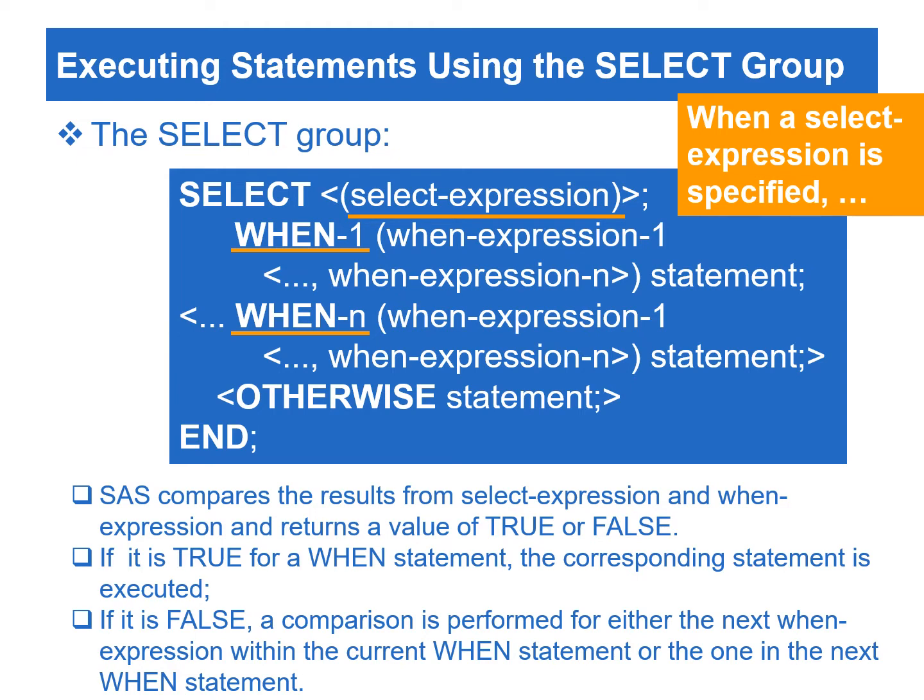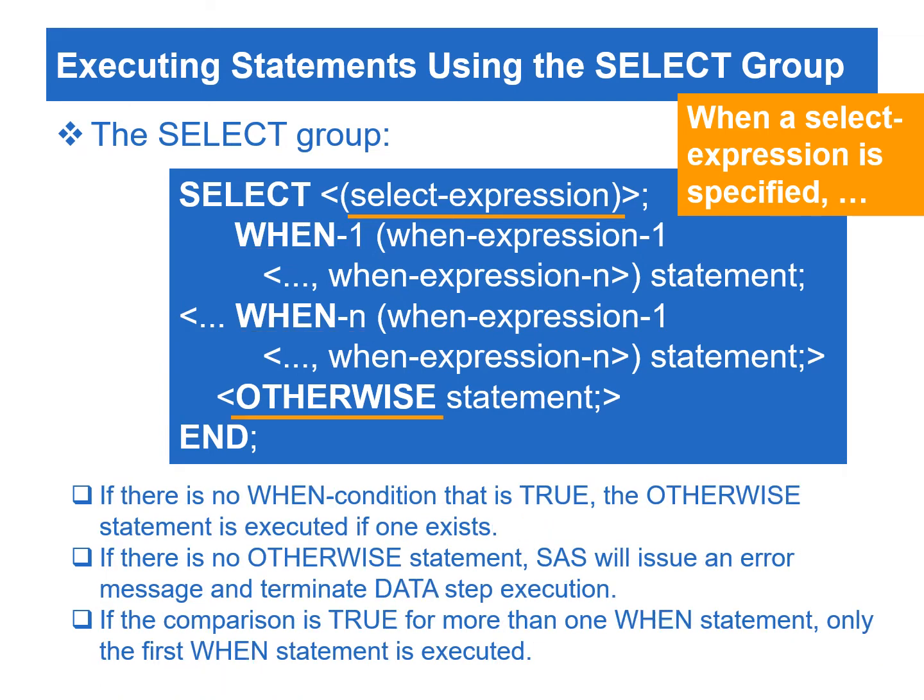If the comparison is true for a when statement, the corresponding statement is executed. Otherwise, a comparison is performed for either the next when expression within the current when statement, or the one in the next when statement. If there is no when condition that is true, the otherwise statement is executed, if one exists. If all the comparisons are false and there is no otherwise statement, SAS will issue an error message and terminate data step execution. If the comparison is true for more than one when statement, only the first when statement is executed.